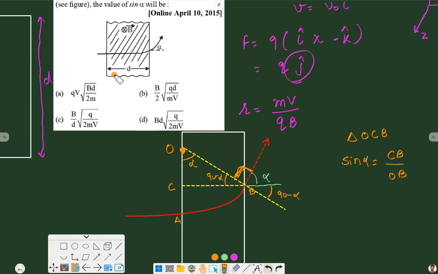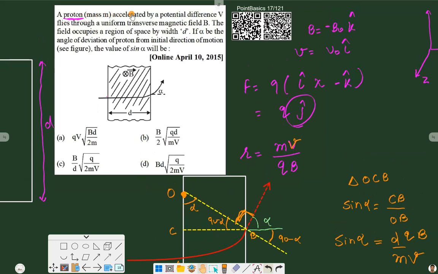Now CB is equal to the thickness of this region, that is d, and OB is equal to the radius of the circle, and for a charged particle moving in a circular orbit, the radius is mv by qB. So it will be mv by qB. And here this v is velocity, so let me represent it as small v. This small v is velocity here, and capital V, as you can see in the option, is the potential, because the proton was accelerated by a potential difference of capital V.